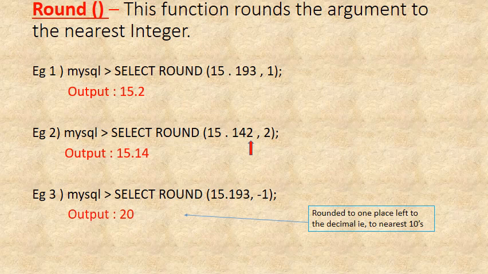Now we can go through the second example. Select round(15.142, 2). Here in this example, the second argument is 2. So, it's for rounding the number to 2 decimal places. So, we must check the third decimal place. Here in this example, the third decimal digit is 2. That is less than 5. So, it's not possible to round this number like the previous example. So, the result is 15.14.